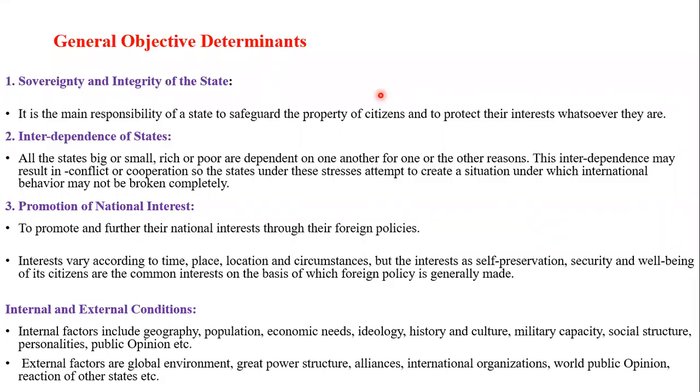Dear students, it is the second video for week 16 and we are learning about foreign policy of Pakistan. In the first video, we learned about the definition of foreign policy, scope, and the main actors or components of foreign policy. Now we are going to talk about the general objectives or determinants of foreign policy.